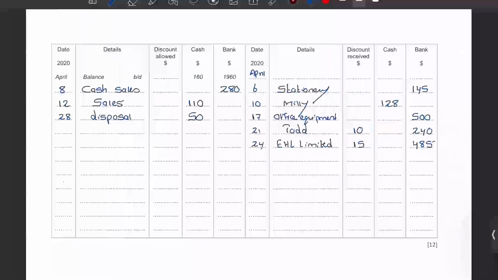So now what are we going to do? We are going to balance this account. Let's balance it and find the balance c/d and the b/d.